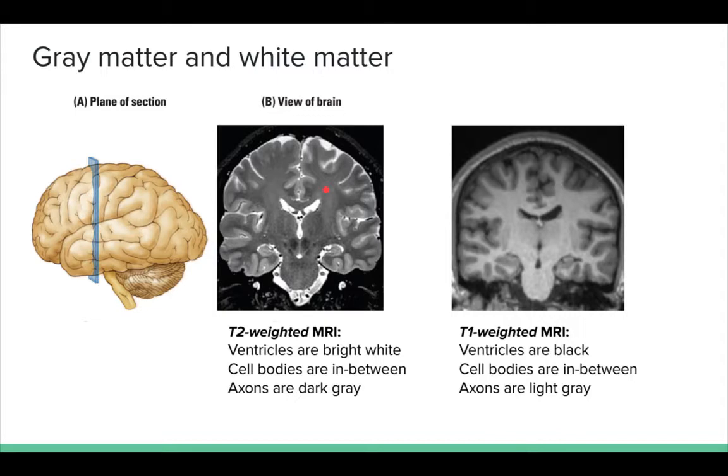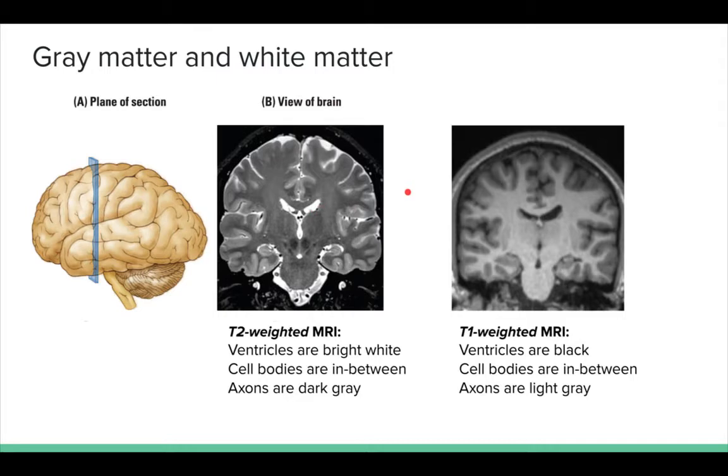And for both T2 and T1, the gray matter, you can see the gray matter of the cortex here and here, is going to be somewhere in between. It's not going to be as bright. It's not going to be the same color as the fluid-filled spaces, nor is it going to be the same color as the white matter spaces. It's going to be in between. So you may, in your future career, see either T2 or T1 weighted MRIs, and you should be able to recognize gray matter and white matter and fluid-filled spaces like the ventricles in both of them.